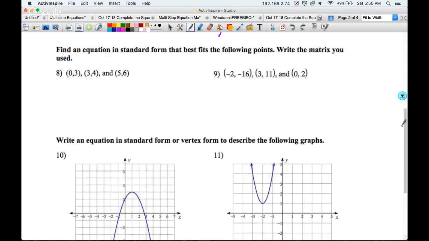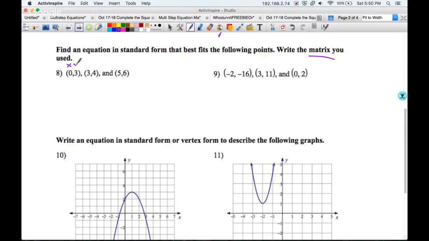All right. I'll do 8 and 9 in slightly different ways. For number 8, as I attempt to find this equation in standard form, I'm going to show how to do this with matrices. It tells us to use matrices. I'll show number 9 with regression just to show it, but you're supposed to do both of these with matrices. Here's how I would do this.